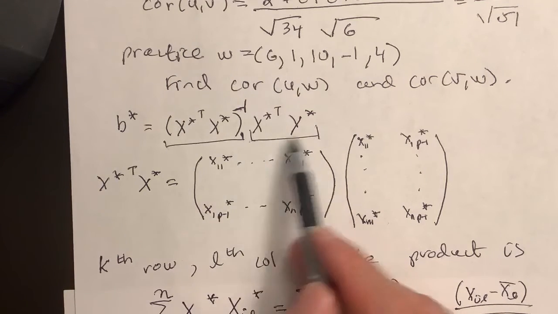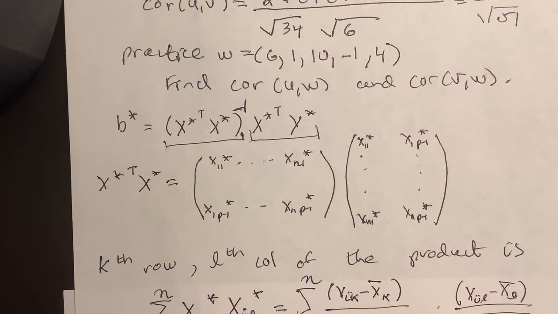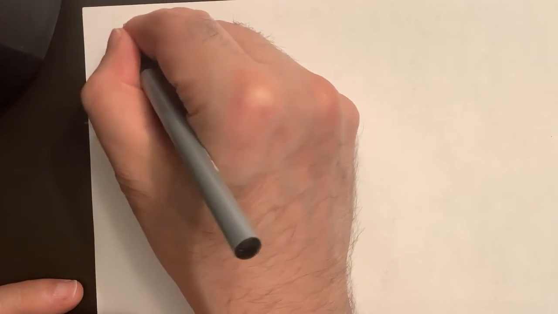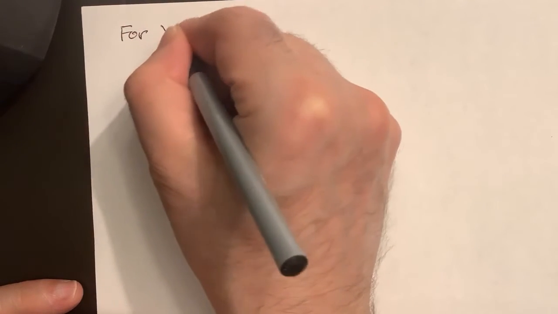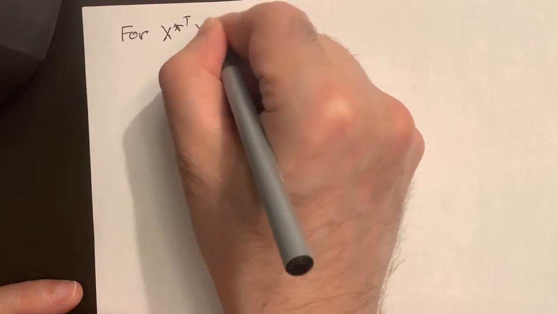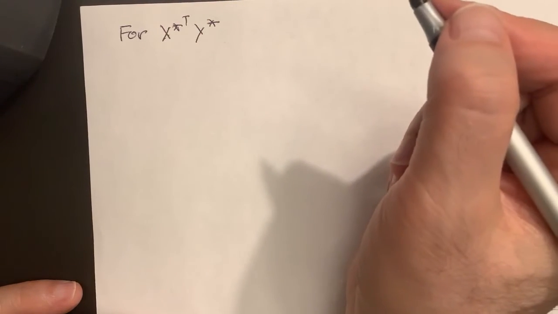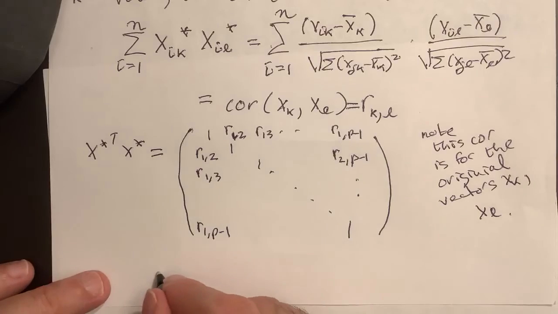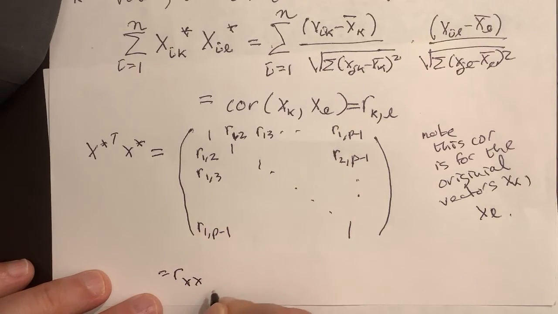Now, for this one, very interesting. I have the inverse of this correlation matrix between the predictors for the first thing. For this second thing, it's a little simpler, but it's also a correlation. So for X star transpose Y star, and we'll give this a name too. We'll call the first matrix R_XX.